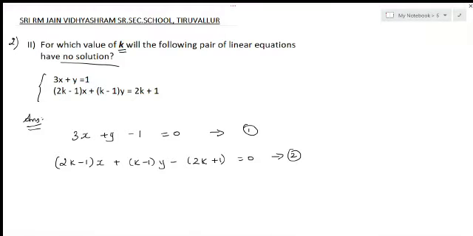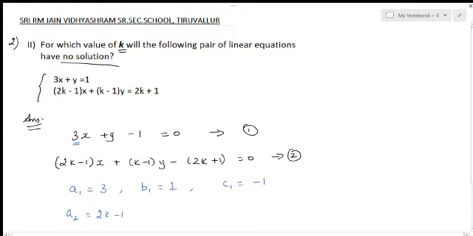Now let us find out what is a1, a2, b1, b2 and c1, c2. A1 is coefficient of x in first equation. It is 3. B1 is coefficient of y in first equation. It is 1. C1 is constant in first equation, minus 1. A2 is coefficient of x in second equation, 2k minus 1. B2 is coefficient of y in second equation, k minus 1. C2 is constant in second equation, minus 2k plus 1.